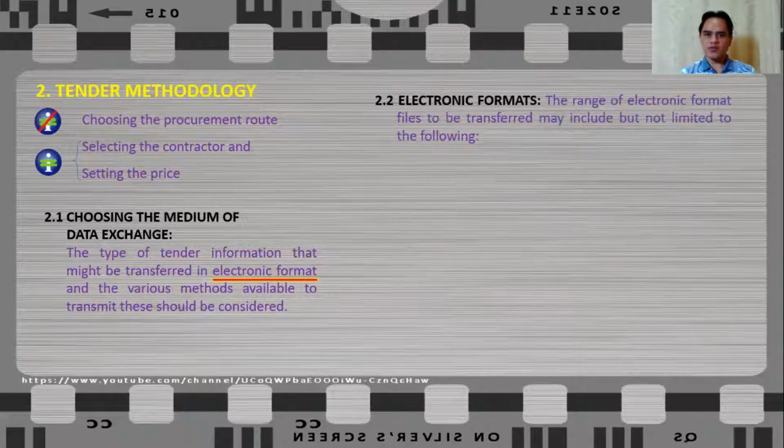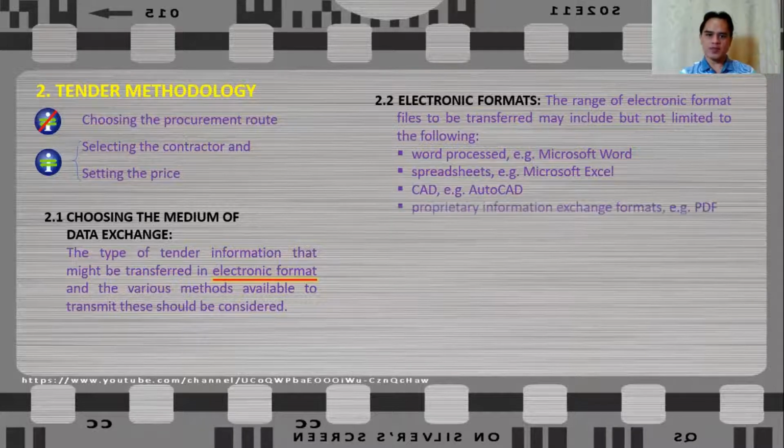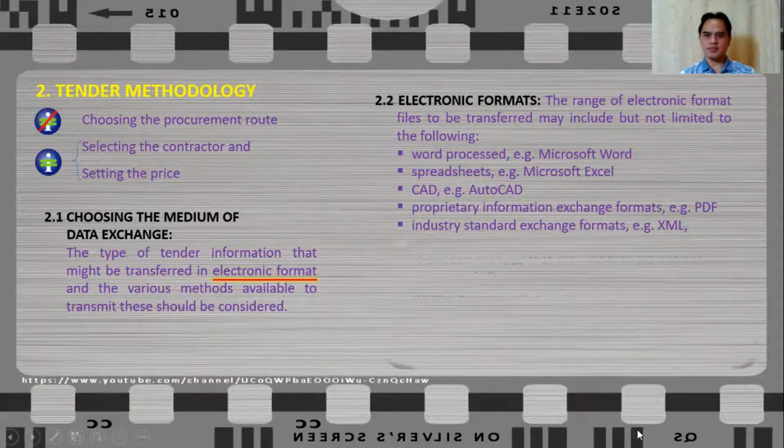The range of electronic format files to be transferred may include but is not limited to the following: word processed, for example Microsoft Word; spreadsheets, examples of these are Microsoft Excel; CAD files or AutoCAD and any other computer-aided design files. Also proprietary information exchange such as PDF, and industry standard exchange formats such as XML.